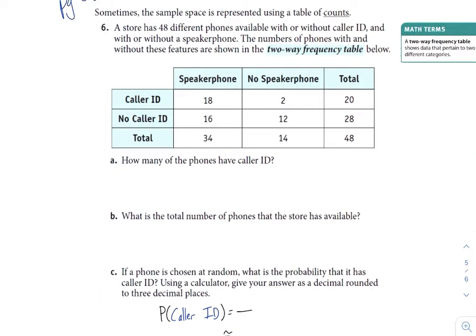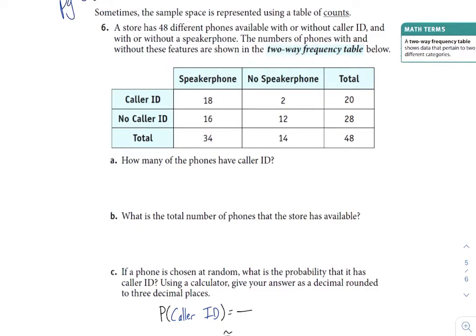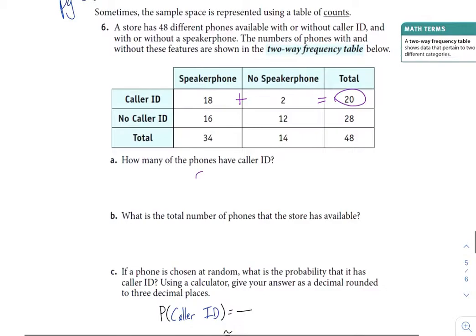How many of the phones have caller ID? We kind of answered that already, but when you're doing something like this, you could look at the table and say, okay, caller ID is this row right here, so I want the total for that, which is 20. And the way they got that again was 18 plus 2 equals a total of 20. So 20 phones have caller ID.